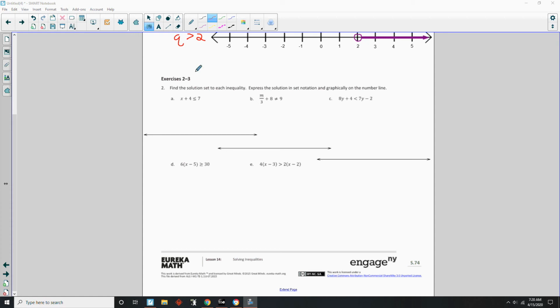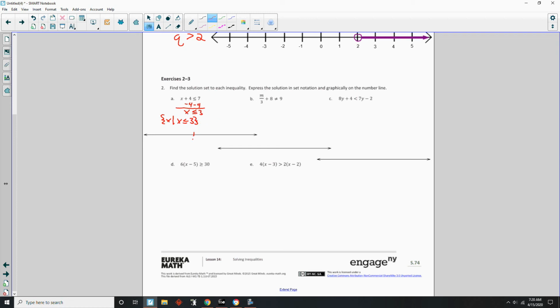Okay, exercises 2 and 3. Now you try this, finish this page, pause the video, come back, see how you did. Okay, so here we go. So to solve this, I'm going to subtract 4 from both sides. And that's going to leave me with x is less than or equal to 3. So you could just leave it as that, but in set notation, it would be the set of x such that x is less than or equal to 3, and close the bracket.